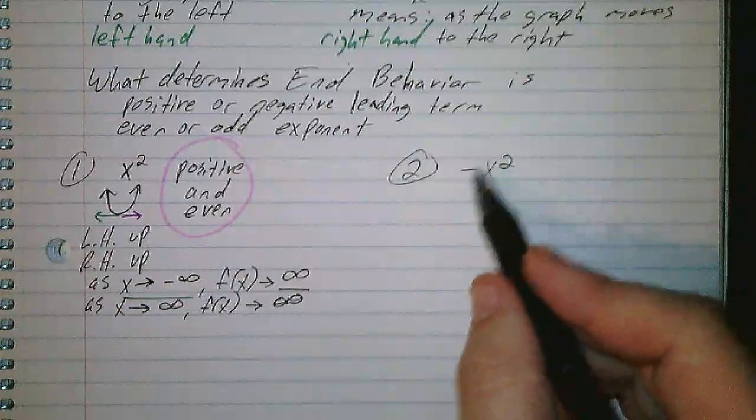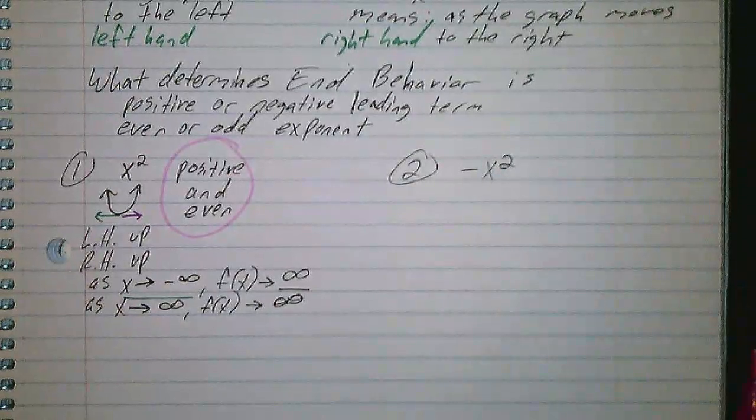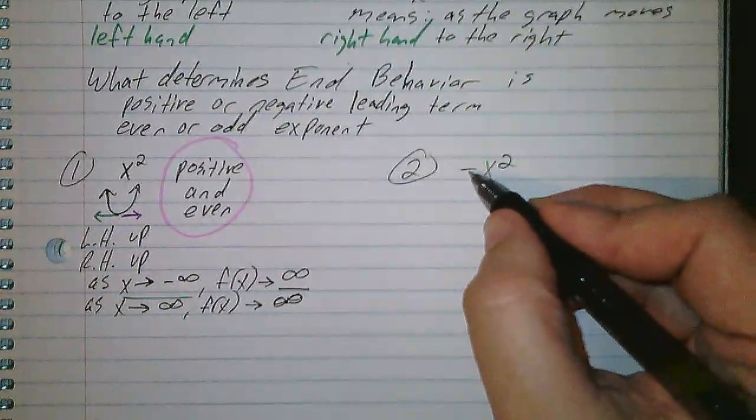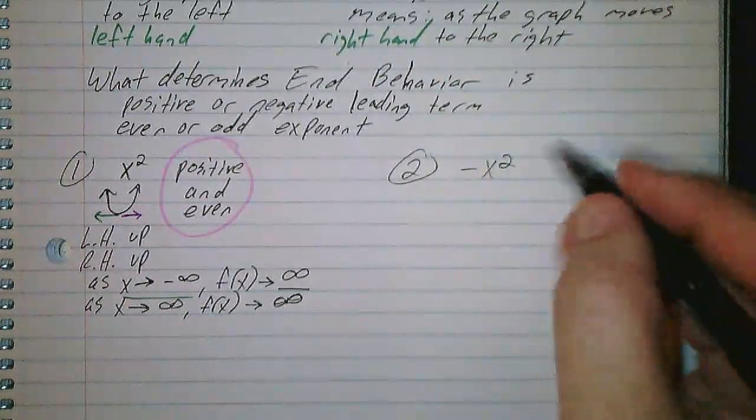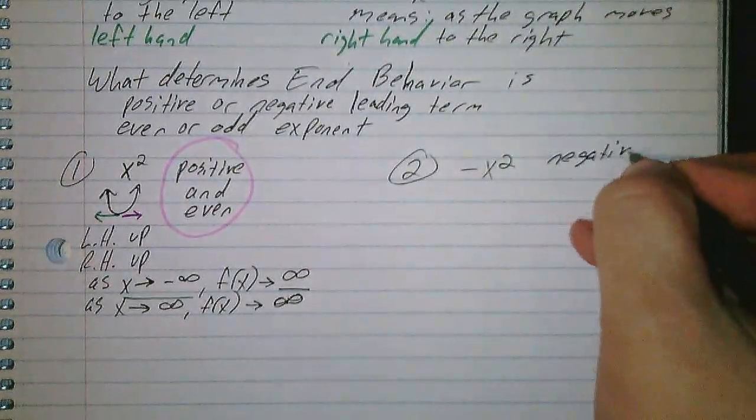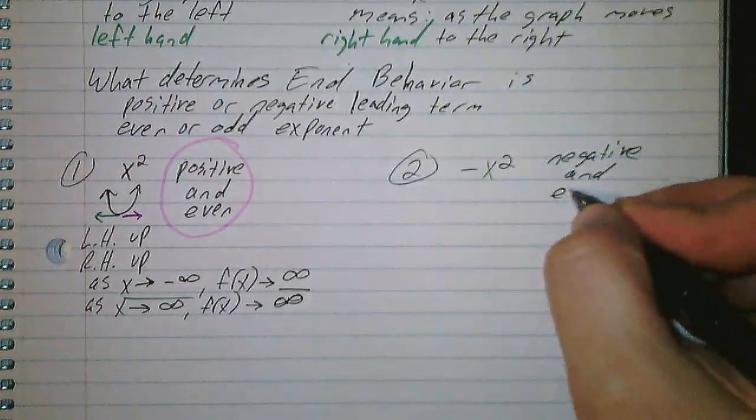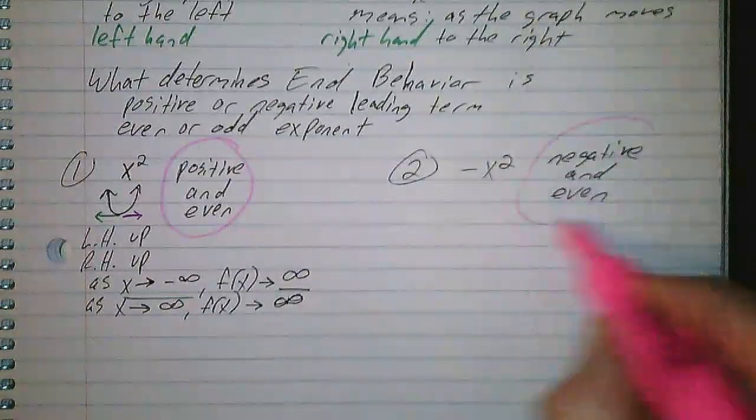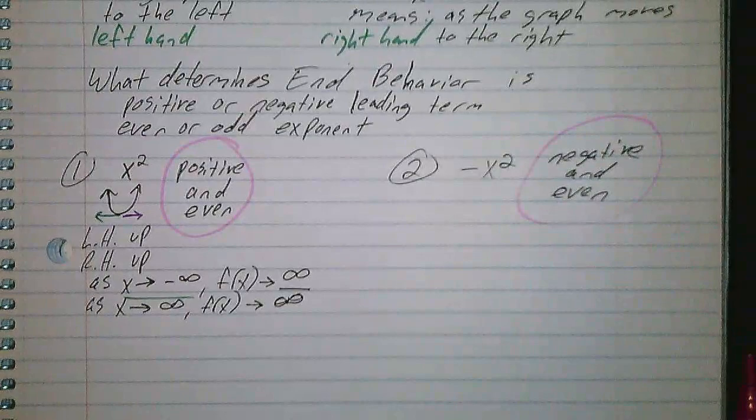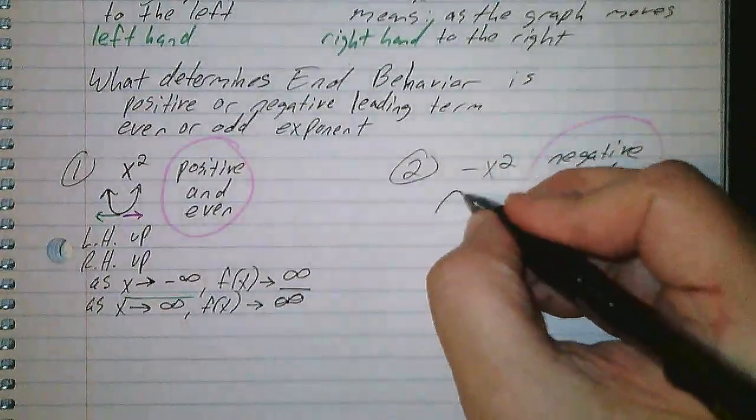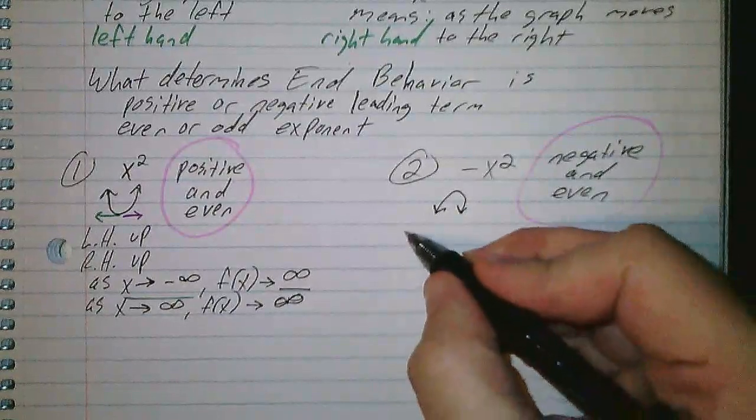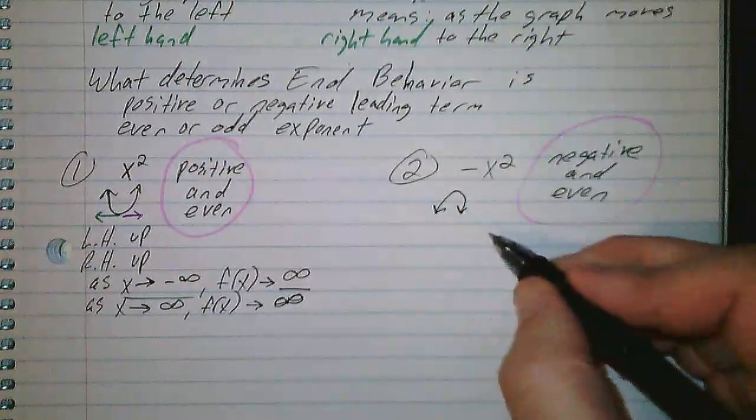Negative x squared, and again, this is an example. It could be negative 55x to the power of 100. As long as the leading term is negative, and we have an even exponent, this is what determines end behavior. So this makes a U shape opening downwards. So here the left hand goes down, the right hand goes down.